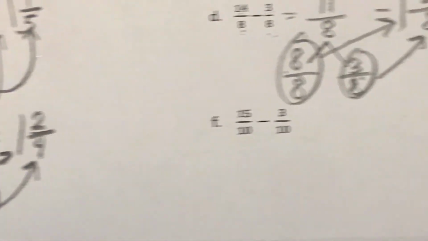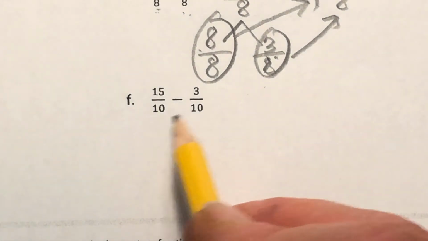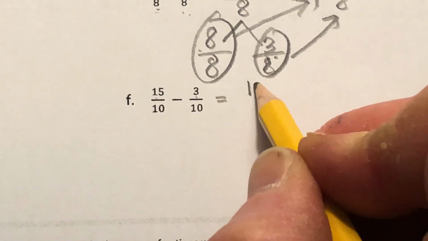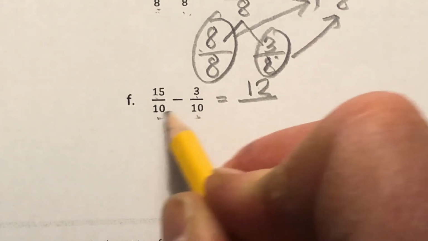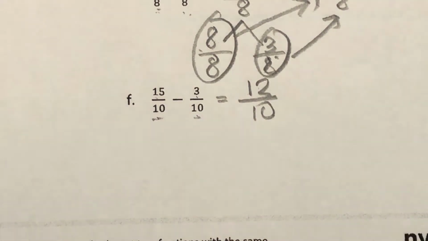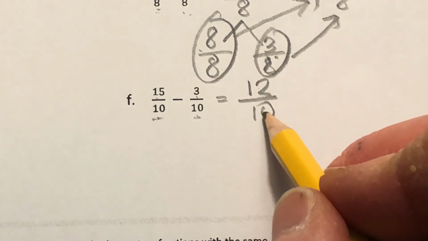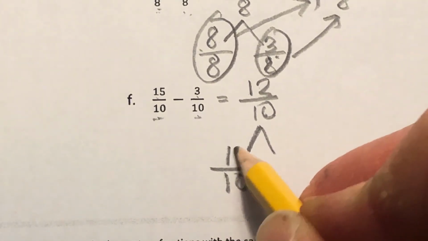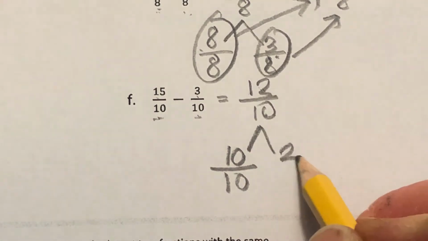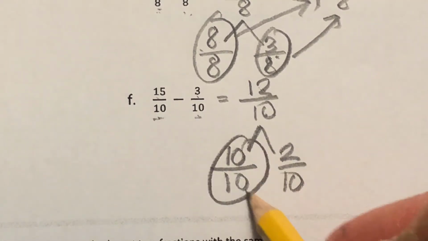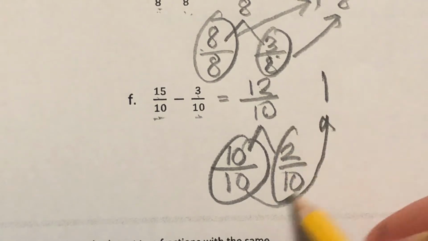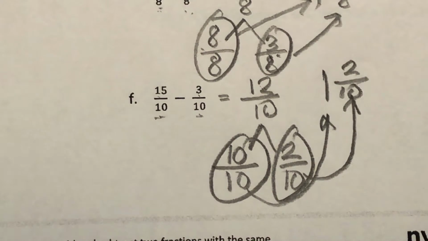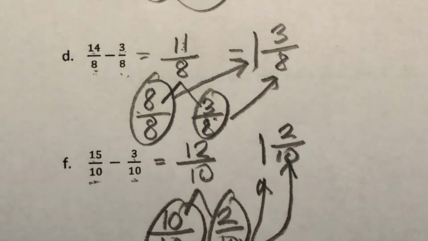And then finally, 15 tenths minus 3 tenths. So 15 minus 3 is 12. We're dealing with tenths, so that stays the same. You don't do 10 minus 10, that would be a no-no. So, how many tenths make a whole? Well, 10 do. How many left over? 2 tenths. So that's 1 and 2 tenths. Just like that. Okay, 1 and 2 tenths. Good, huh?